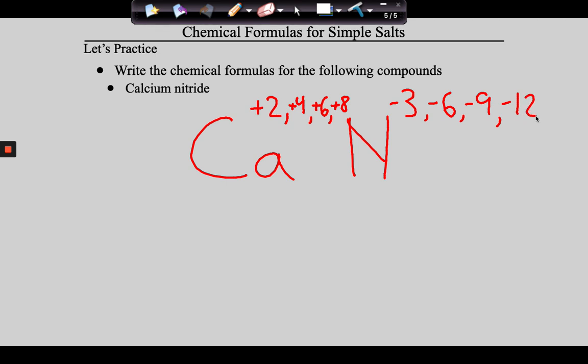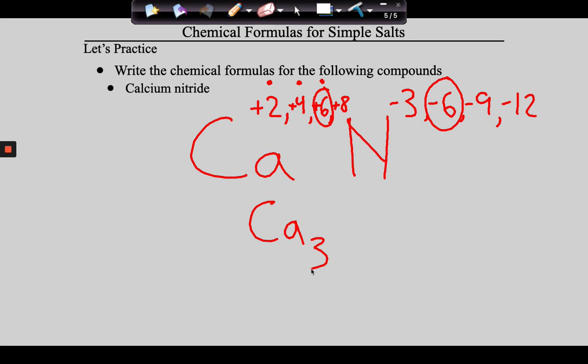So guys, where's the first place the positives and negatives line up? At 6. So it's here and it's here. So the least common multiple, lowest common multiple is 6. So this is the idea then. We need 1, 2, 3 calciums in order to be +6. So that means we need 3 calciums.